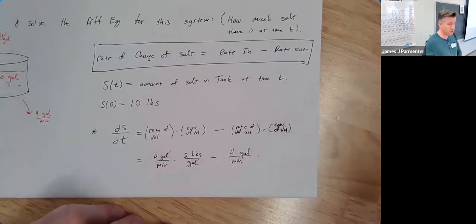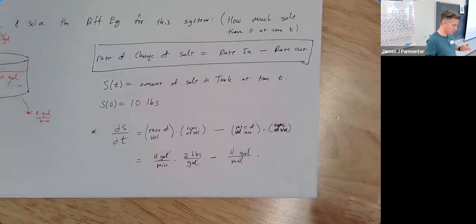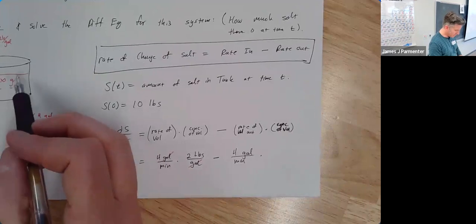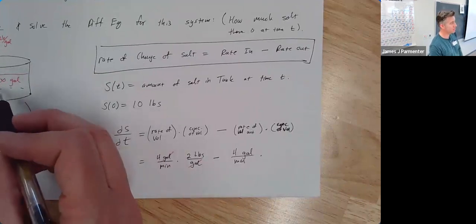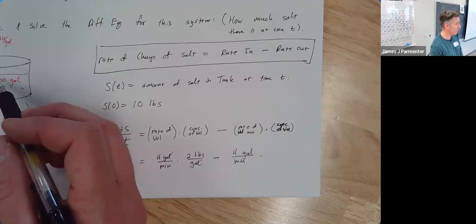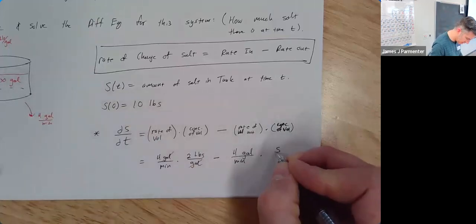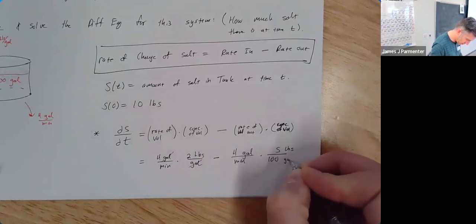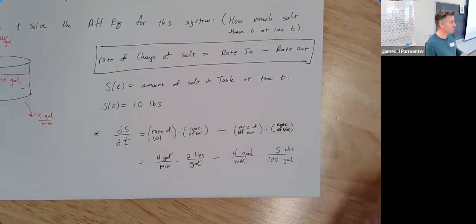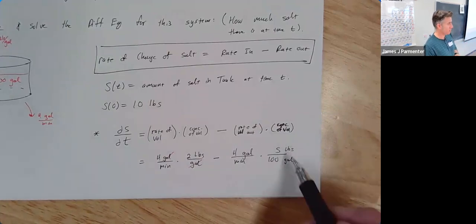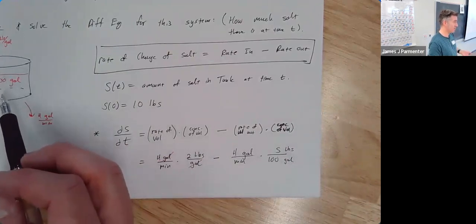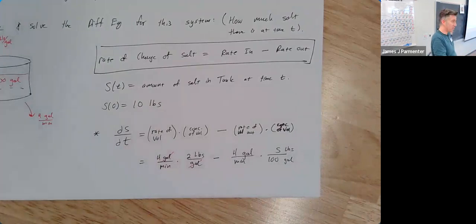Okay, so the concentration going in was 2 pounds of salt per each gallon of volume. The concentration going out is, well, in the tank, there are S pounds of salt per 100 gallons of volume. So it's literally going to be S divided by 100. S pounds, 100 gallons. And that is the part that always used to throw me off: this concentration over here is changing. In the beginning, it's going to be 10 over 100 because there's 10 pounds of salt, but it's going to change as the amount of salt either increases or decreases.